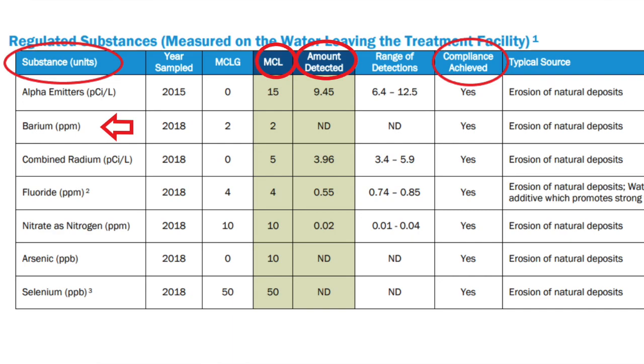It's slightly different, but gets the same information across. This shows, for example, that the MCL for barium is 2 parts per million, whereas the amount detected is ND, or none detected. It just wasn't there at all. Therefore, they can say that the compliance achieved is yes in the final column here.